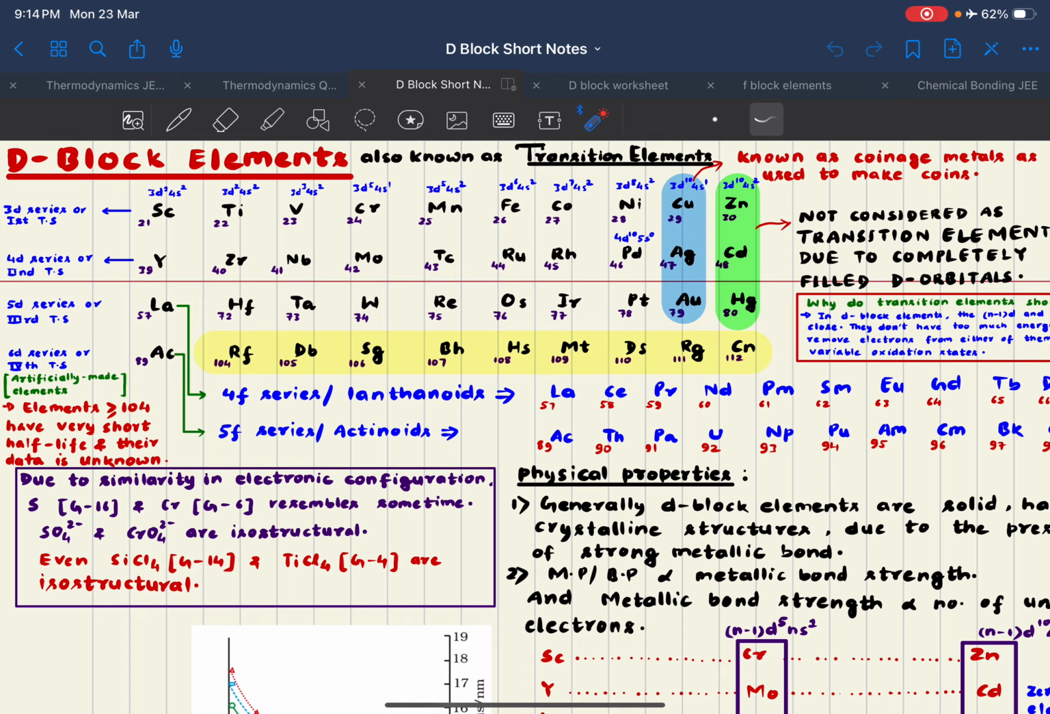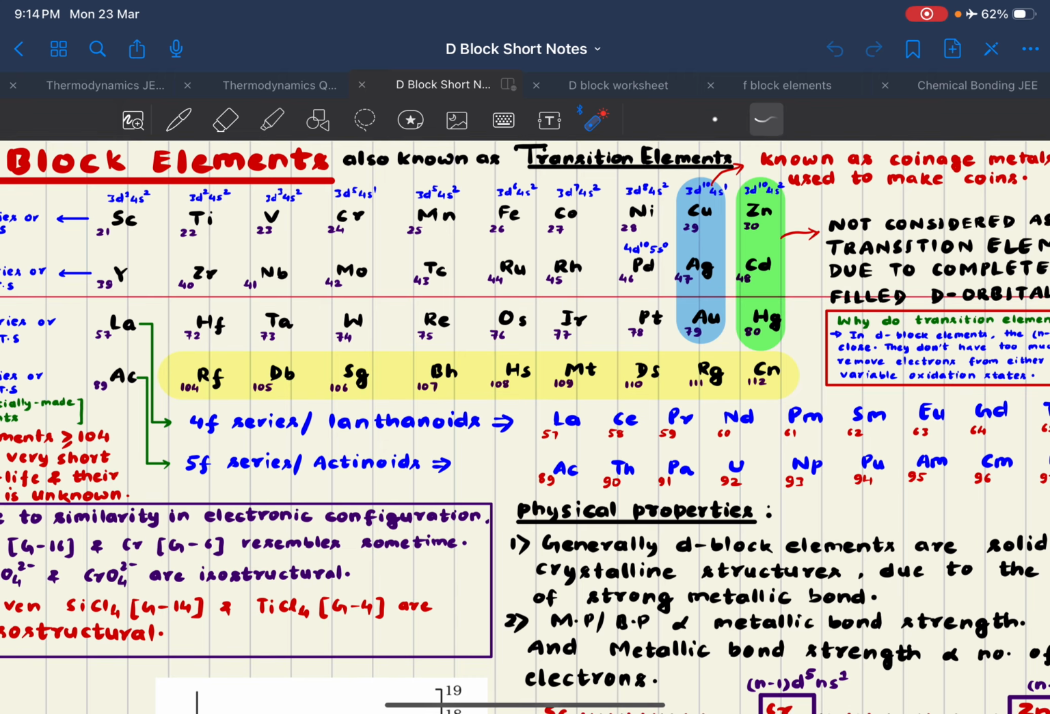Suppose the last electron goes into the S subshell, it is an S block. If it goes to the P subshell, it is a P block. If it goes to the D subshell, it's a D block. And if it goes to the F subshell, it's an F block. That's a concept which we have studied in the periodic table as well.